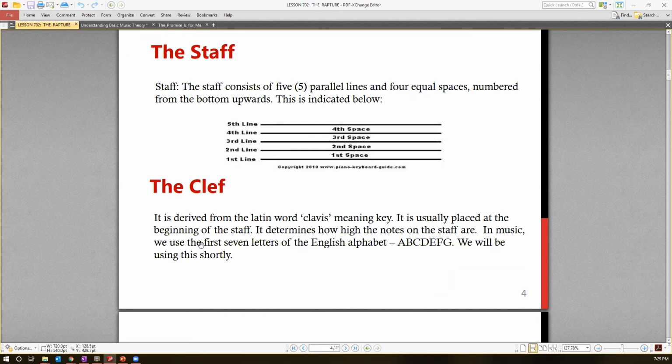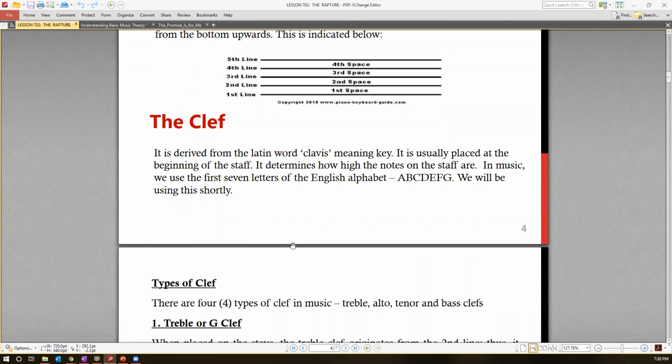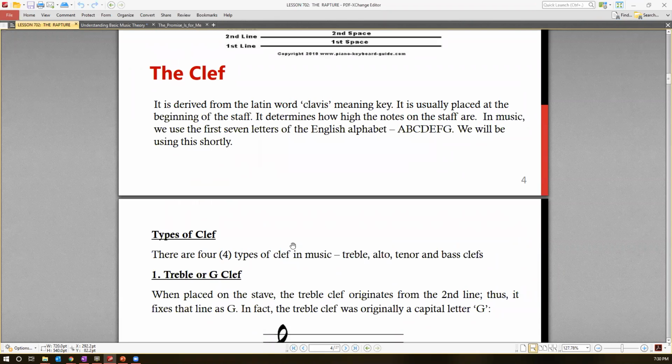In music, we use the first 7 letters of the English alphabet: A, B, C, D, E, F, G. We only use A to G, and after G we don't say H. There's no H in music; it goes back to A, B, C. It continues: A, B, C, D, E, F, G, A, B, C, D, E, F, G. Now we're going to go into the different types of clefs.